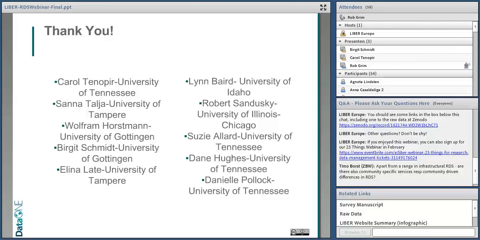There's another question from Timo Borst coming in. It reads, apart from a range of infrastructural research data services, are there also community-specific services, community-driven differences in research data services?